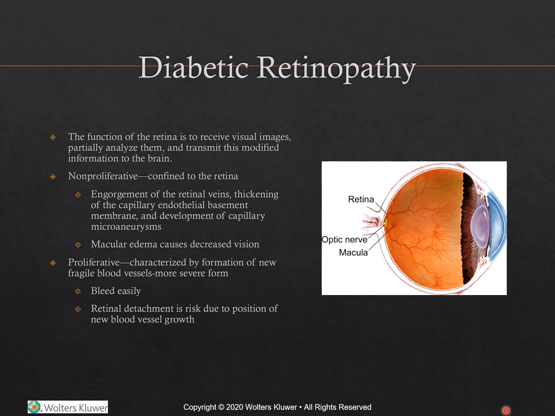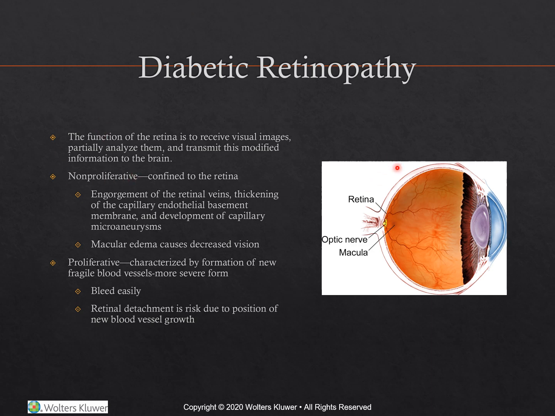Then we'll talk about diabetic retinopathy. Diabetic retinopathy is the most common cause of blindness in the industrialized countries of the world, meaning that we see diabetic retinopathy commonly in countries like the United States that experience high levels of diabetes. In non-industrialized countries, we don't see this because we also don't see the relative increase in rates of diabetes.